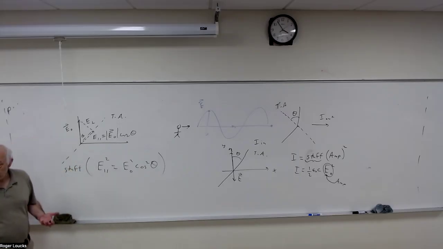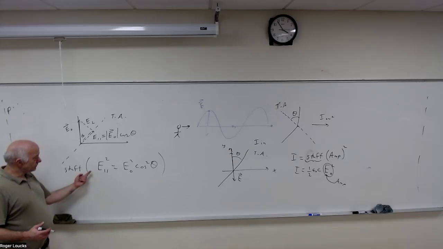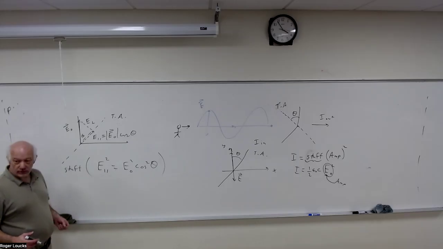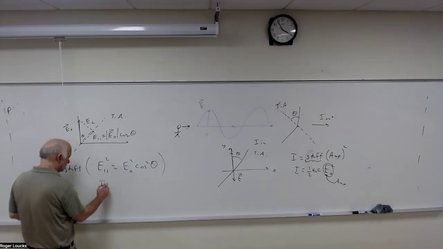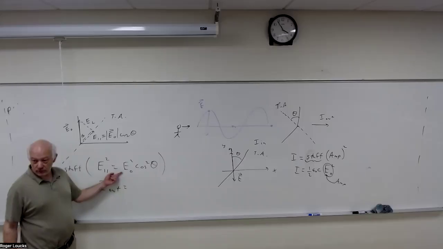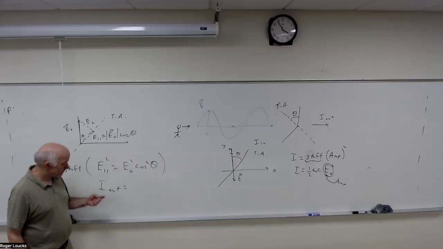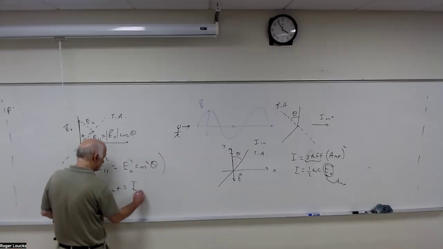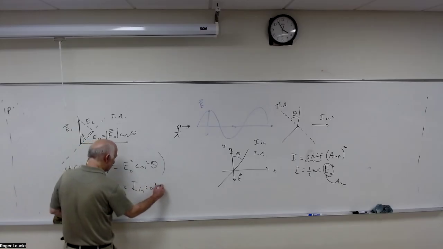Okay, whatever that is, doesn't matter what it is. Again, I think it's 1/2 epsilon naught c, maybe there's a c squared there. But this stuff times this E parallel squared is your intensity coming out. What is this stuff times E naught squared? That's your E going in, times your cosine squared of theta. Boom.